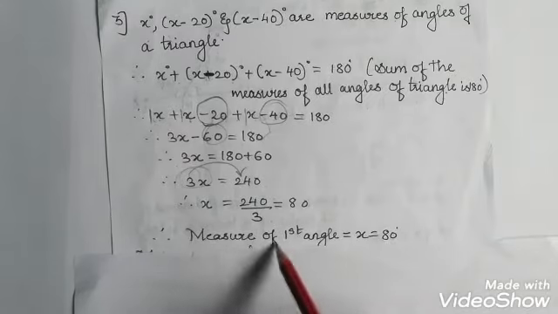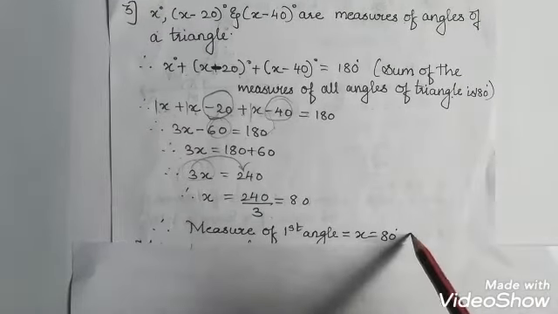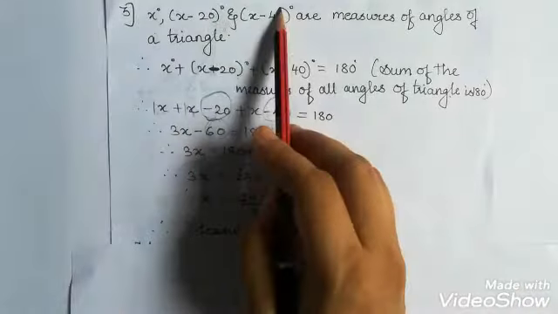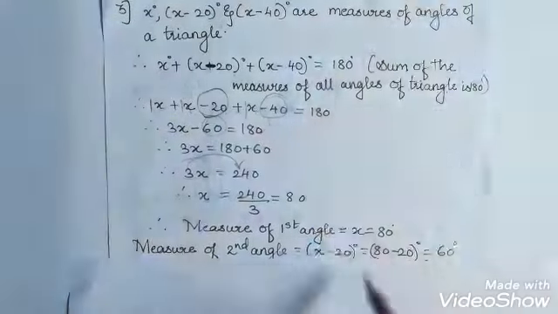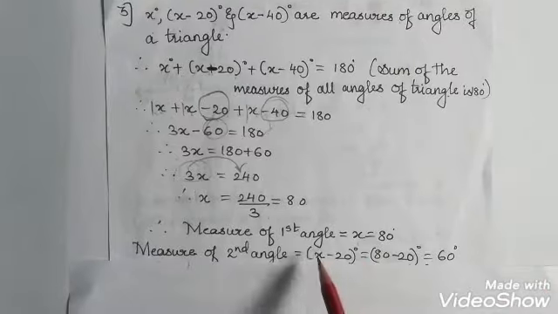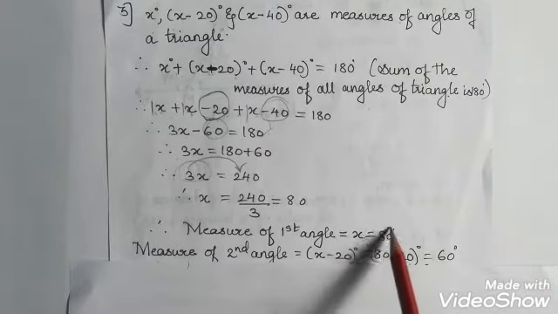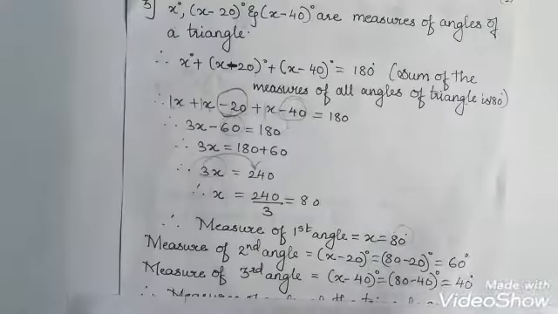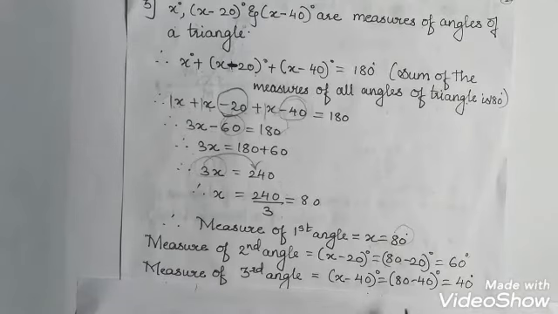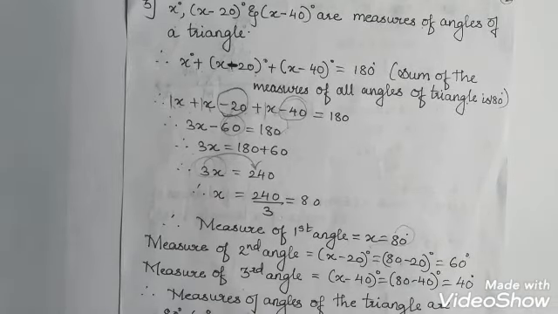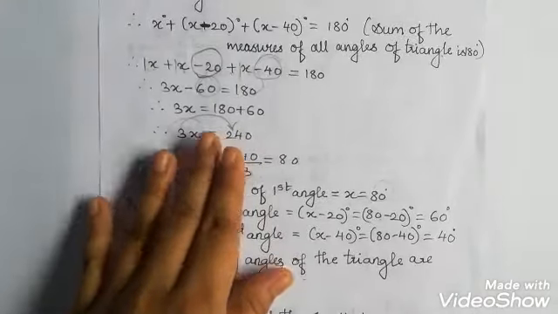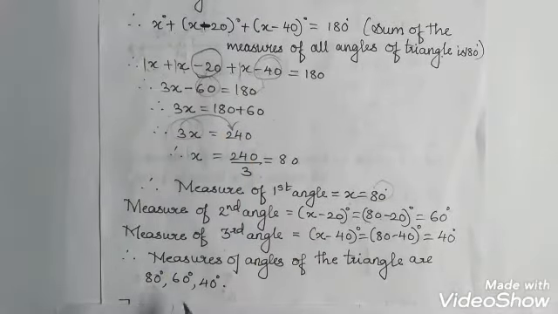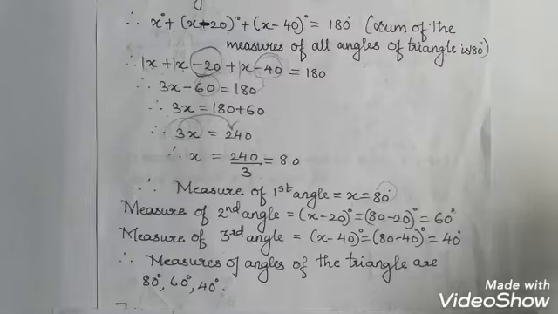So that means x is the measure of the first angle, that is 80 degrees. Now I will find the measure of the remaining two angles. The measure of the second angle is x minus 20 degrees. In place of x I will write the value of x, that is 80. So 80 minus 20 is equal to 60. And the measure of the third angle is x minus 40, that is 80 minus 40, which is equal to 40 degrees. So you got the measures of all the three angles, right? The measures of all the three angles are 80 degrees, 60 degrees and 40 degrees.